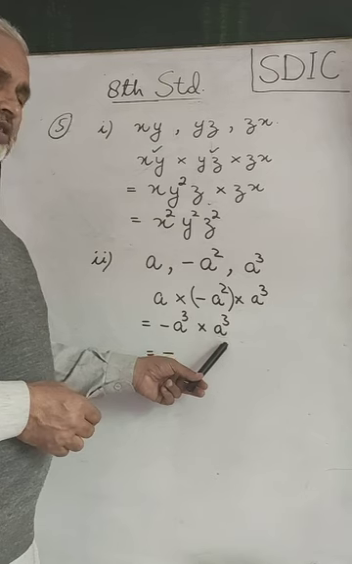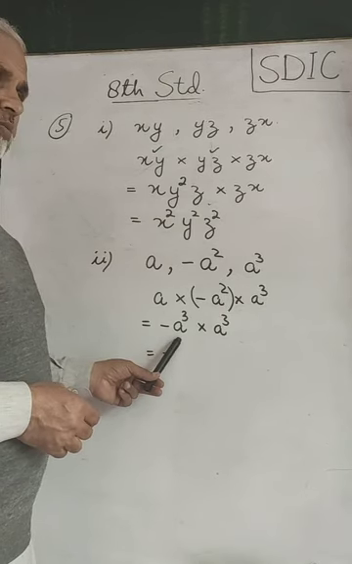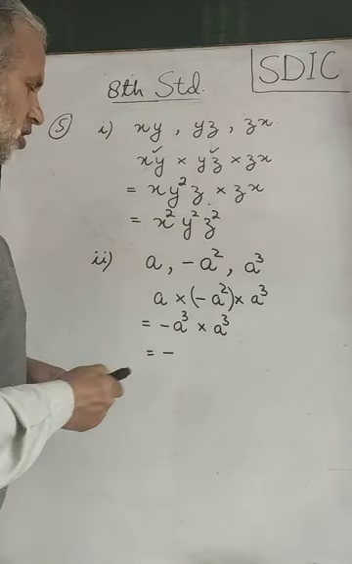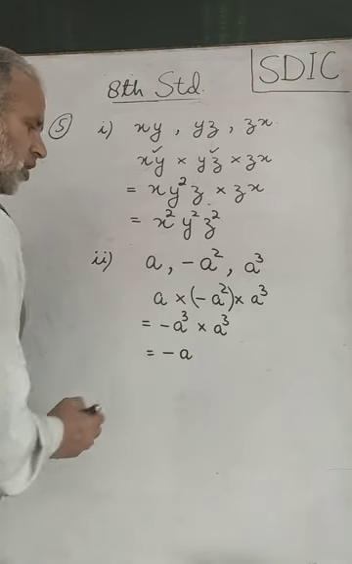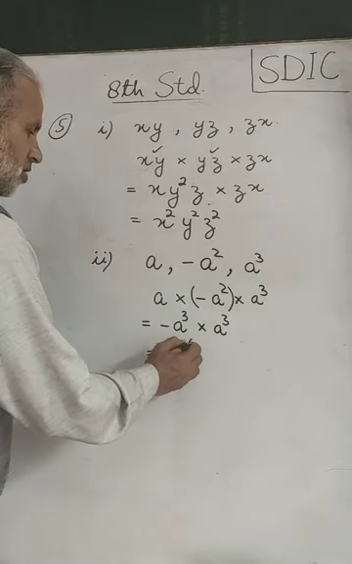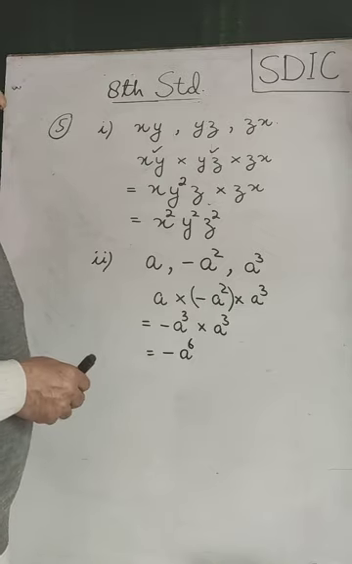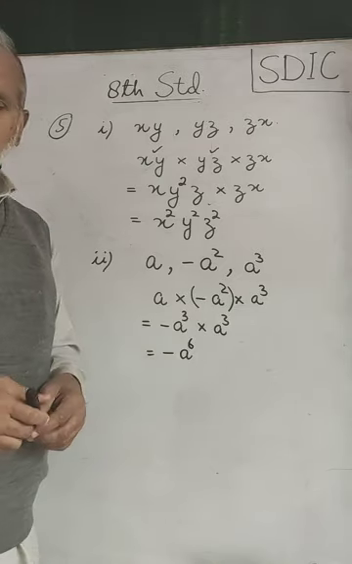Again we find a appears in both of these. Therefore the law will be used. Bases are same, powers are added. We'll get a raised to power 3 plus 3 will be 6. Therefore the answer of the second part is minus a raised to power 6.